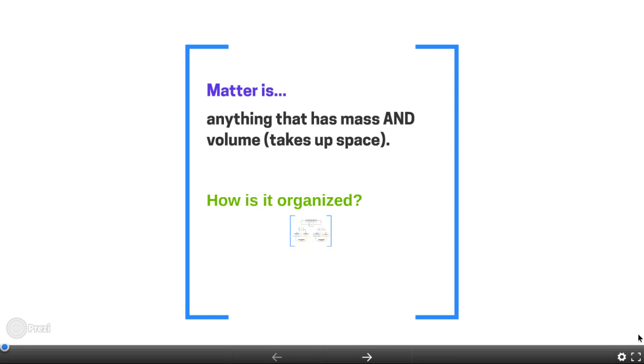So what we're dealing with in this unit is all about matter. And what we need to know is that matter is anything that has mass and takes up space, so mass and volume. And now this umbrella of matter is categorized into 4 different groups. So let's take a look at that.